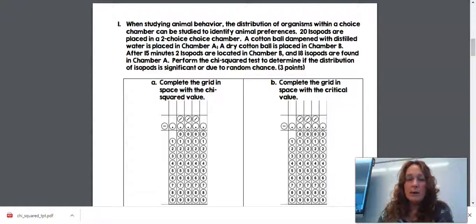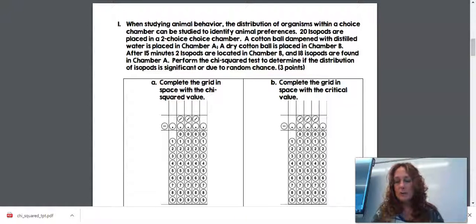So I'm going to walk you through how to set up these problems. If you feel like you can set them up yourself, then you can just skip this part, I guess. All of these are fairly simple chi-squares. So let's start with this one because this is where we're going to be going.